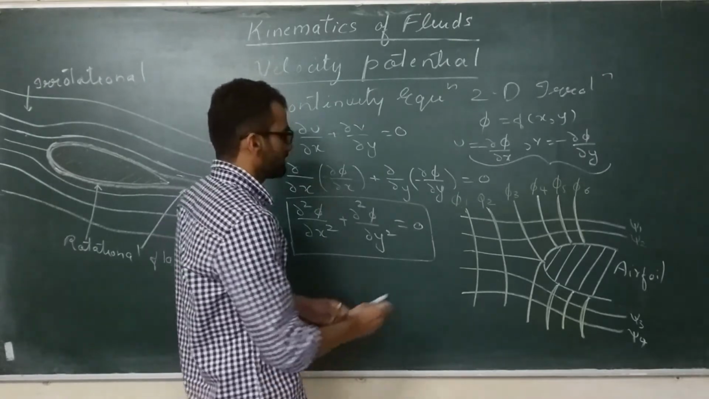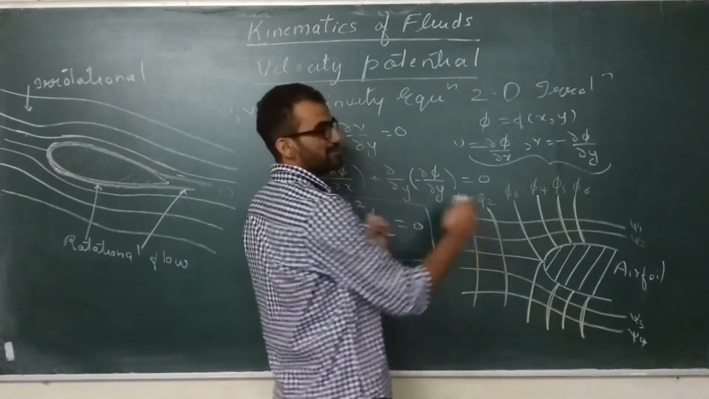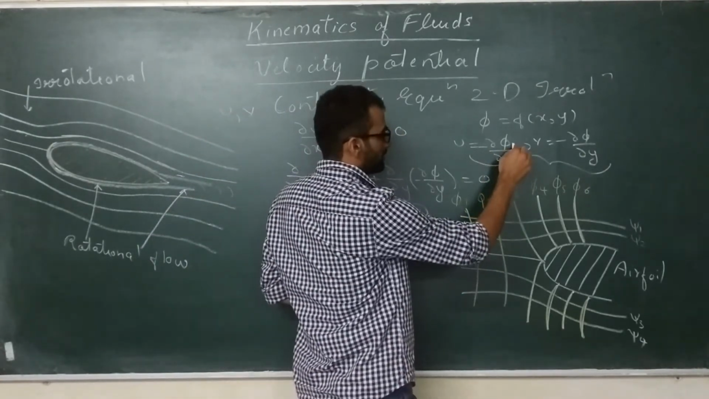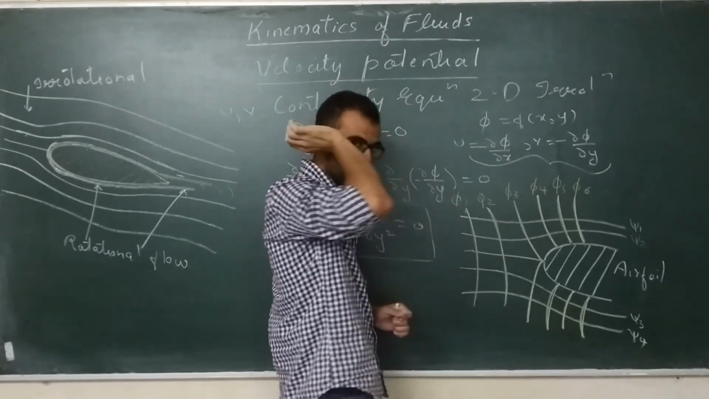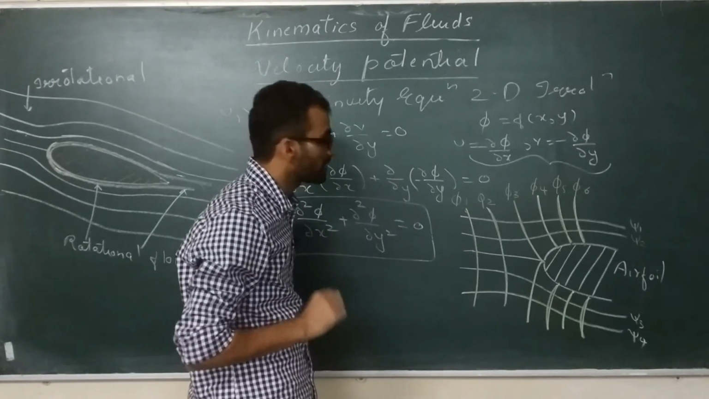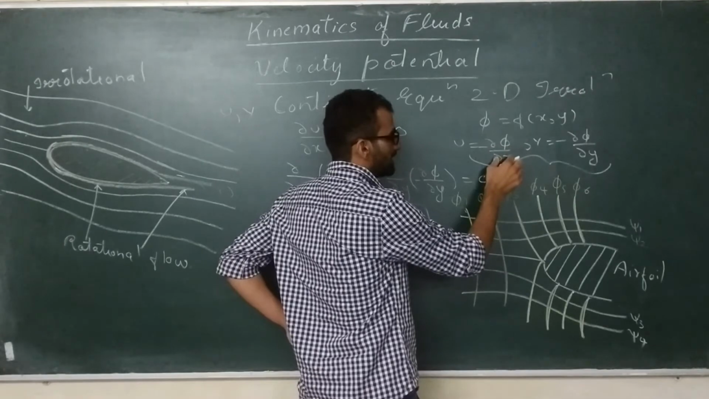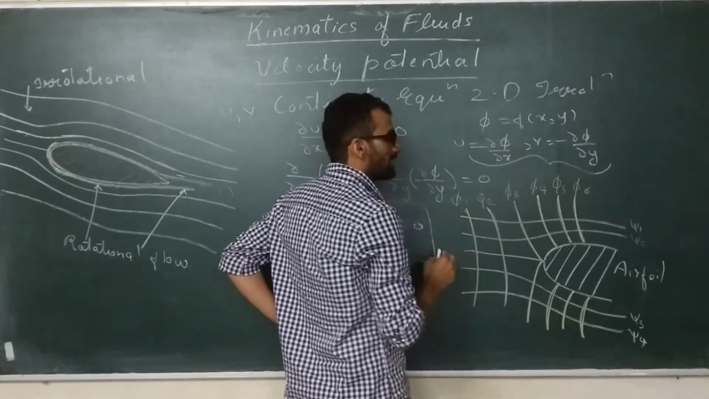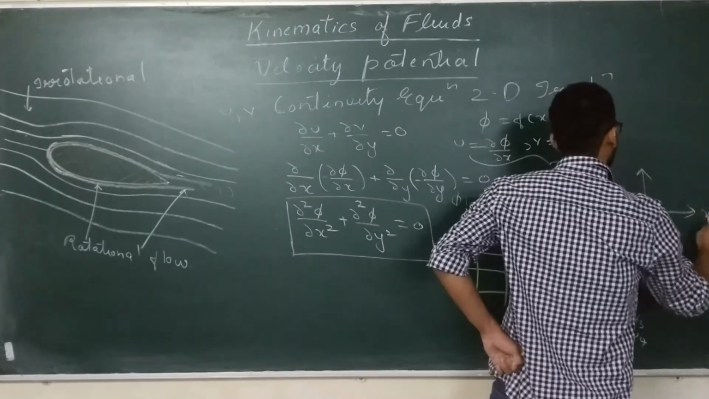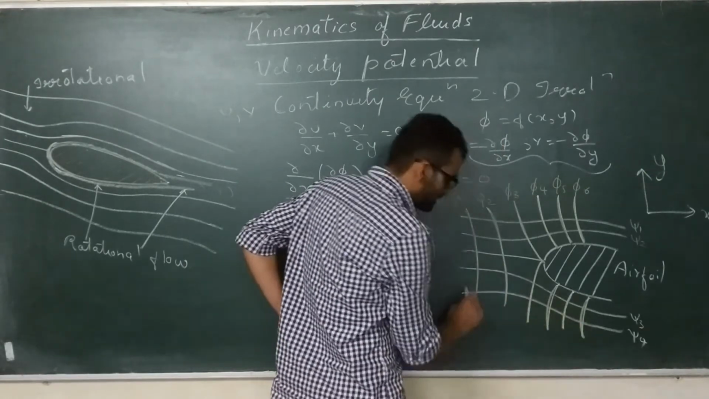Now let's see visually, if you see a flow net, what understandings you can derive. See, del phi by del x is u. Del phi by del x represents the u component of velocity. What will happen to the gradient of phi with respect to x? In this flow, this is the x direction and this is the y direction. Look at this flow net.